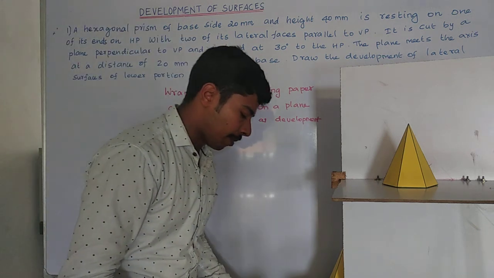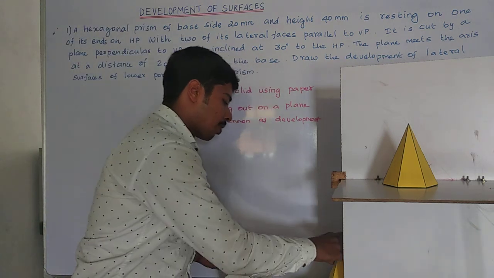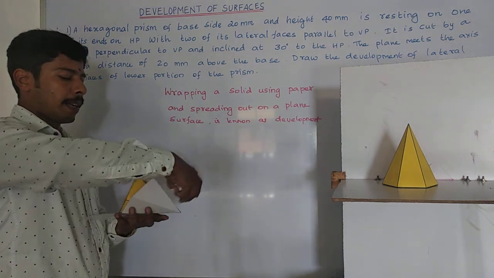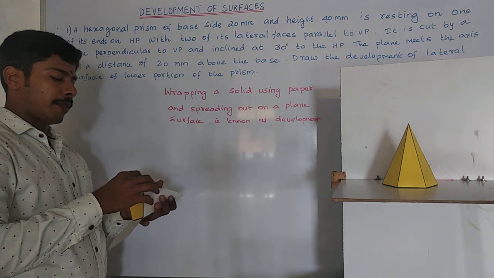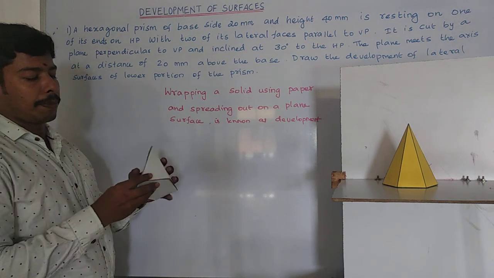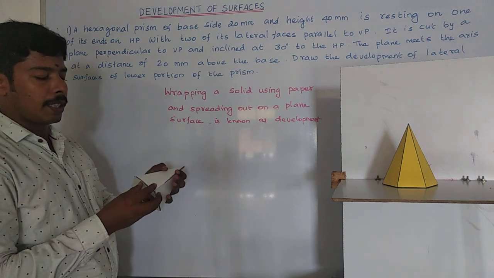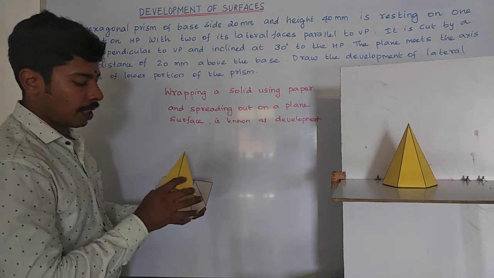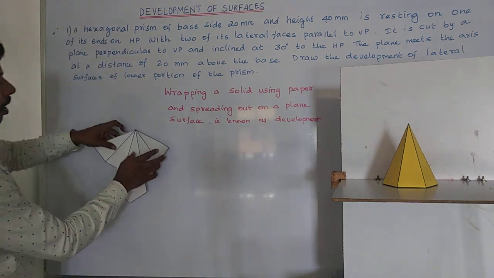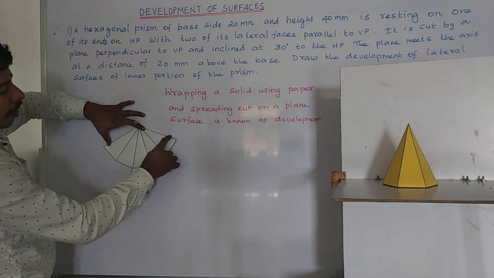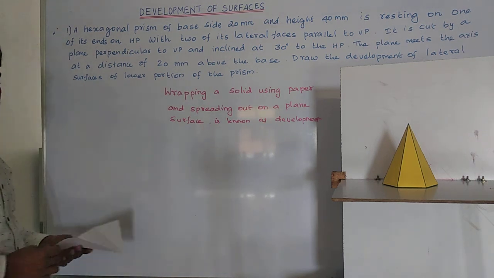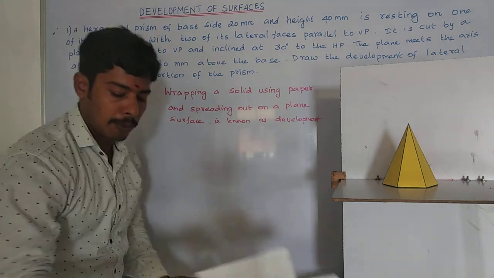This is for a prism. For a pyramid also the same. So this is a pentagonal pyramid. I am wrapping around it with a sheet of paper, with thin sheet, and then spreading out on a sheet of paper is known as development. Okay, let us solve the problems.